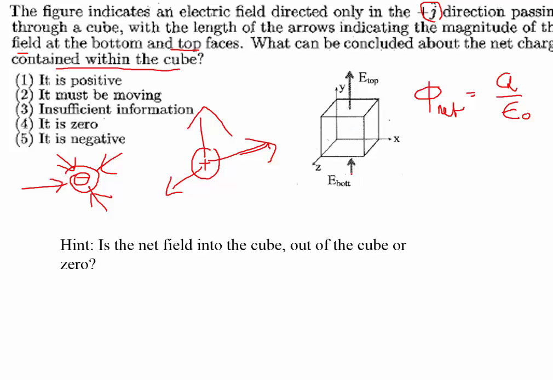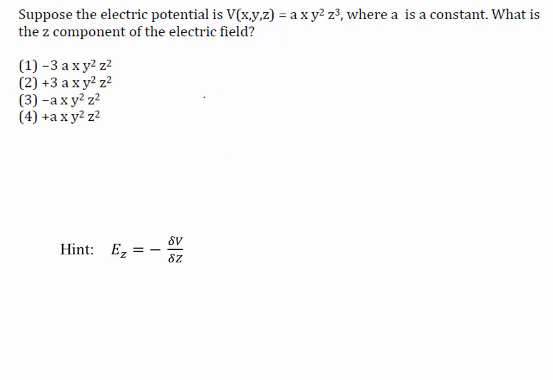If you notice the length of the field arrow, the length of the field arrow entering is smaller than the length of the arrow leaving. What does that mean? It means there is a net flux leaving the cube. Now, if there is a net flux leaving the cube, what is the type of charge inside the cube? The charge inside the cube must be positive. Right. Okay. Next one, and I think we will make this the last one.